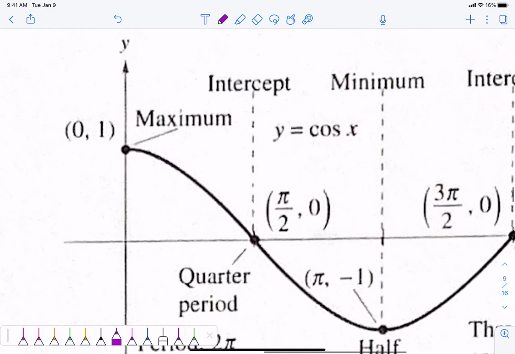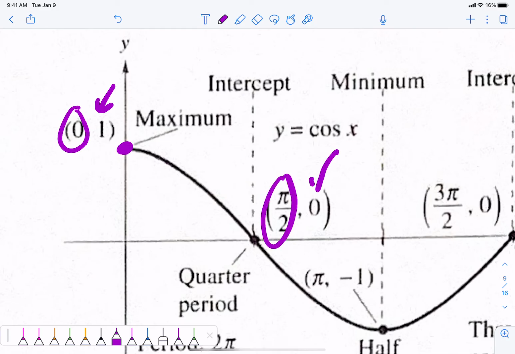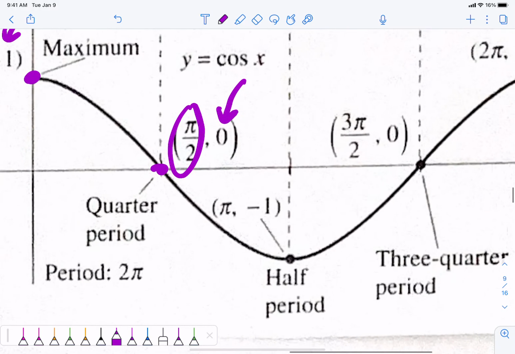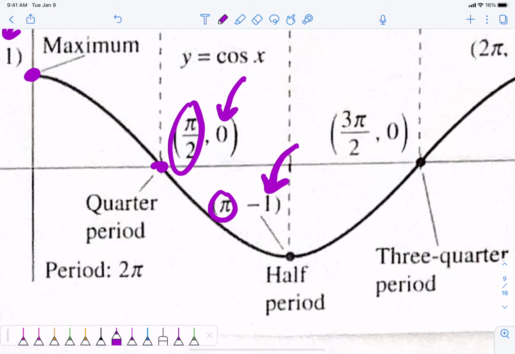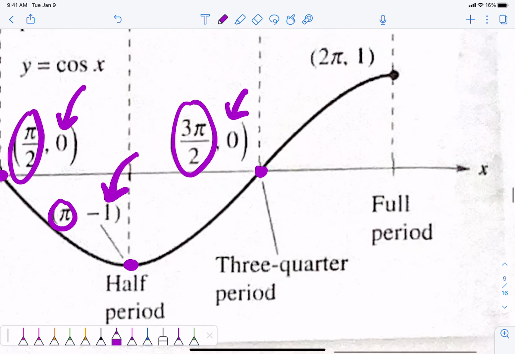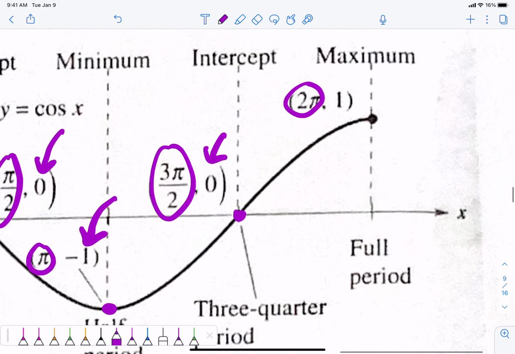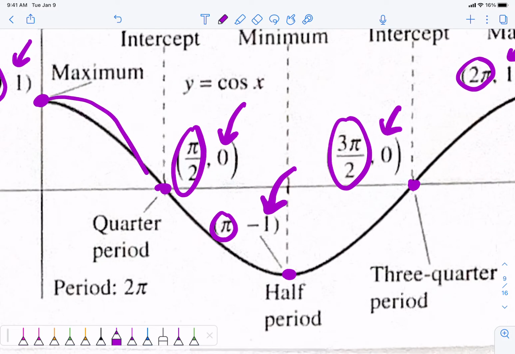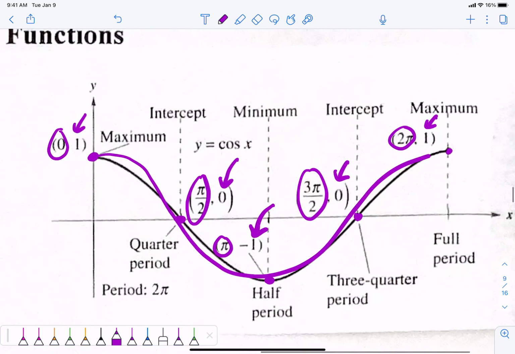If we look at 0, what is the cosine value at 0? 1. So it's at 0, 1. If I go to pi over 2, the cosine value is 0, so we're down at 0. At pi, the cosine value is -1. At 3 pi over 2 on the unit circle, the cosine value is 0, so we're back to 0. And at 2 pi, the cosine value is 1 again. So it's just taking that unit circle and elongating it out.